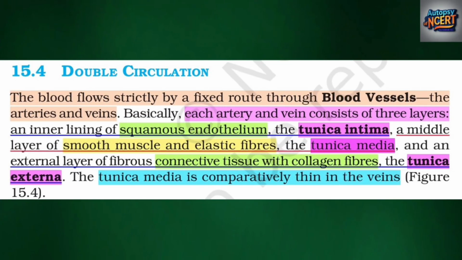15.4 Double circulation. The blood flows strictly by a fixed route through blood vessels, the arteries and veins. Basically, each artery and vein consists of 3 layers: an inner lining of squamous endothelium, the tunica intima; a middle layer of smooth muscle and elastic fibers, the tunica media; and an external layer of fibrous connective tissue with collagen fibers, the tunica externa. The tunica media is comparatively thin in the veins, figure 15.4.